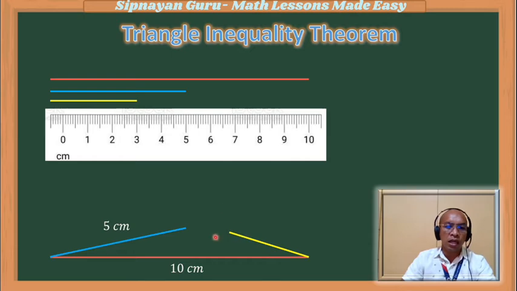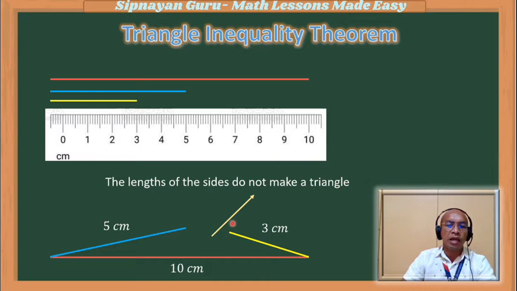Basically, in this case, we cannot make a triangle because, by definition, a triangle is a polygon, and a polygon is a closed plane figure, and this figure is not closed. A triangle is a polygon with 3 sides and 3 angles. So in this case, these sides cannot make a triangle.